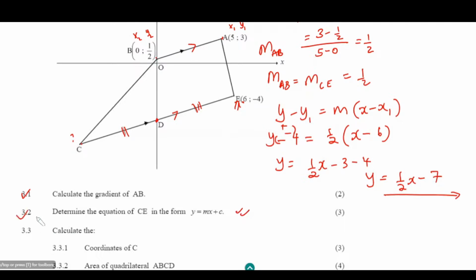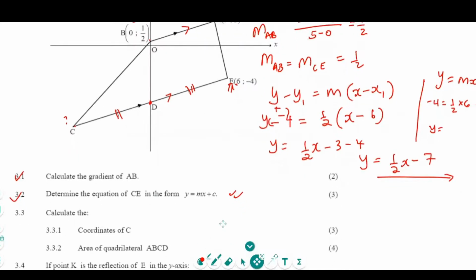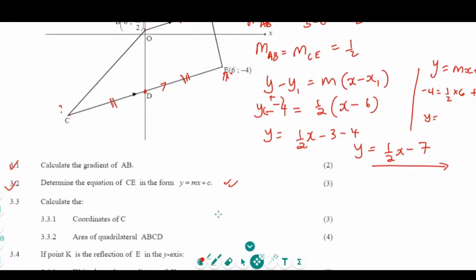Guys, that is done. Then 3.3. So even those people that use y is equal to mx plus c, we still appreciate. You can use your y as -4, your m as a half, your x we said as 6. Then you solve for this, and then you just rewrite it out. You still get the same thing. Then they want us to get the coordinates of C. Guys, coordinates of C. What do we know about C?